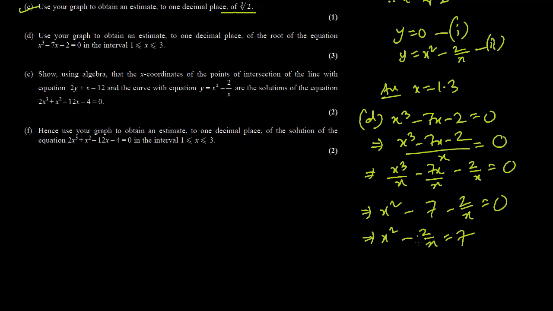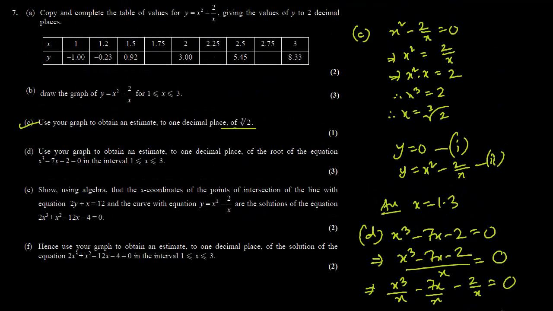Now if you take a look here, our original plot is y equals x squared minus 2 by x. This is our equation 1. And y equals 7 is our equation 2. And this is the point of intersection. If you take a look over here, so y equals x squared minus 2 by x.